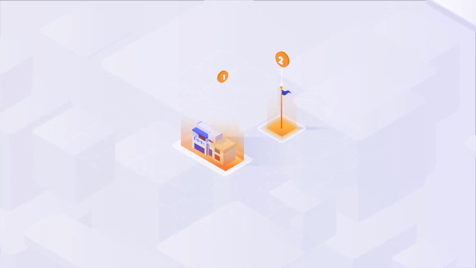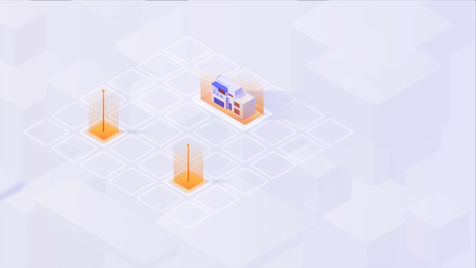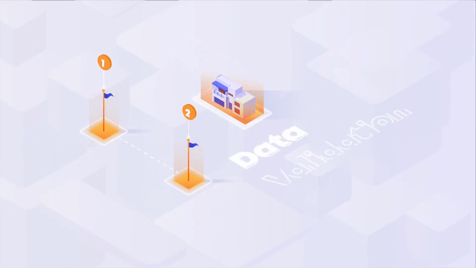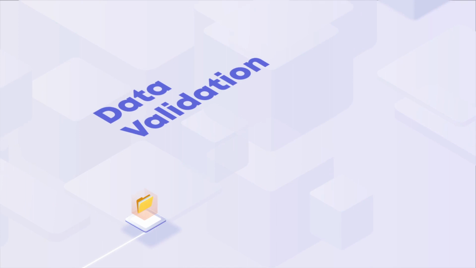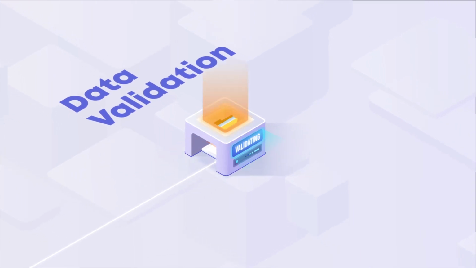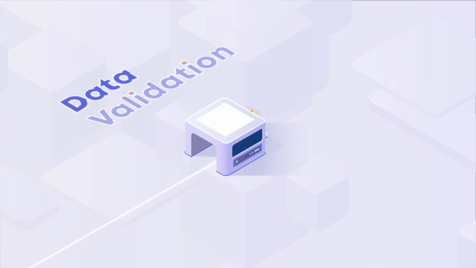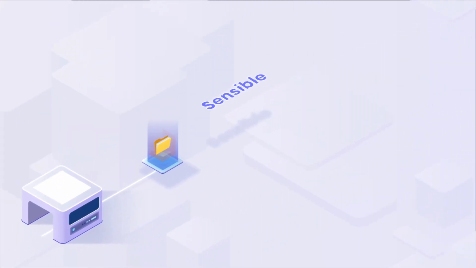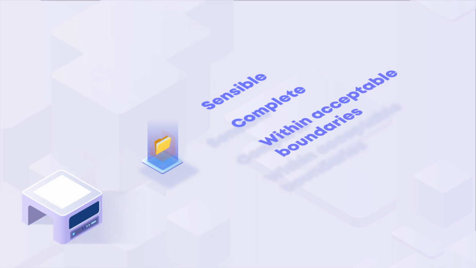What if one flag is now on the rooftop? These examples show the importance of a concept known as data validation. Data validation is the process of ensuring that input data satisfies a set of rules such that it is sensible, complete, and within acceptable boundaries.